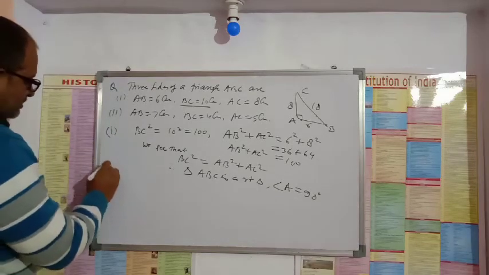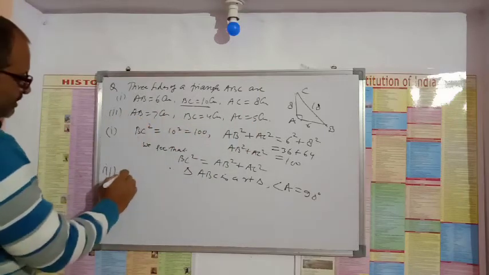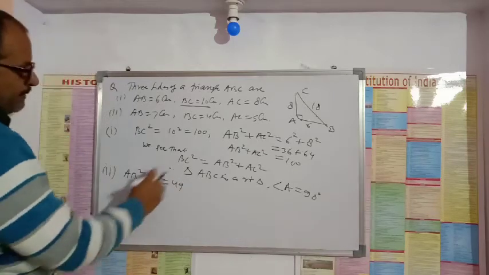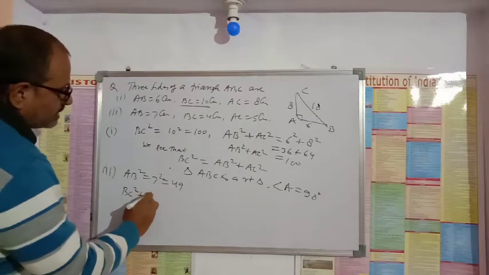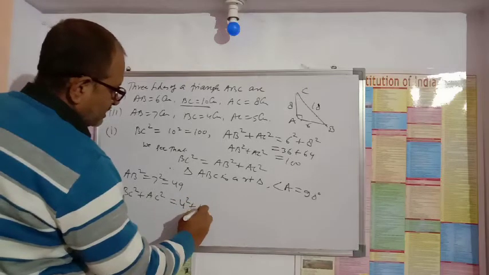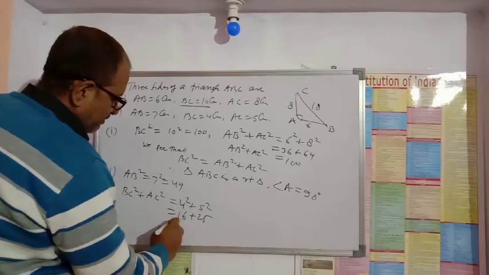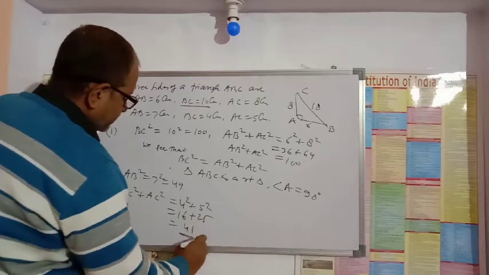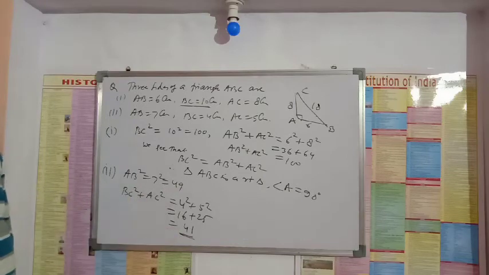See the second case. AB 7, BC 4, AC 5. What is the longest side? AB. So AB square is equal to 7 square, which is 49. And the sum of the squares of the other two sides, BC square plus AC square: BC is 4 square, AC is 5 square. 4 square is 16, 5 square is 25. 16 plus 25 is 41. AB square is 49 and BC square plus AC square is 41.